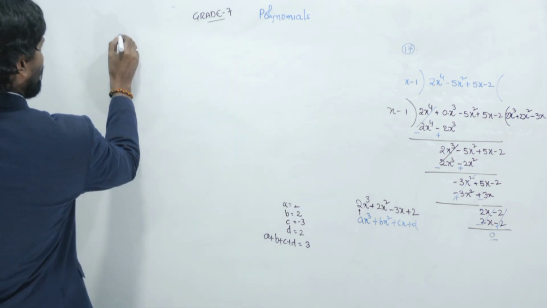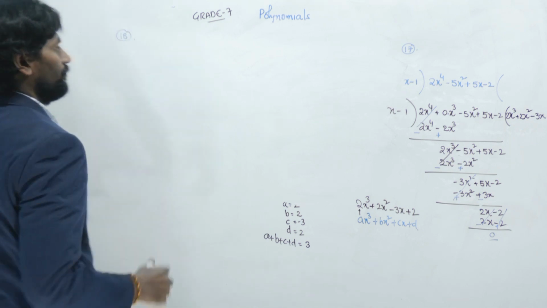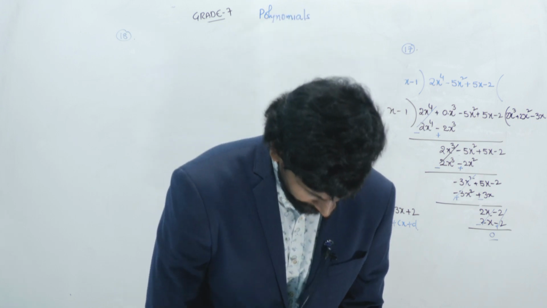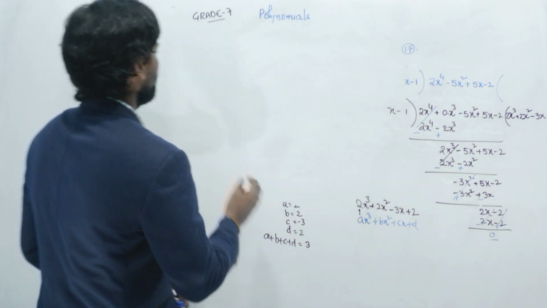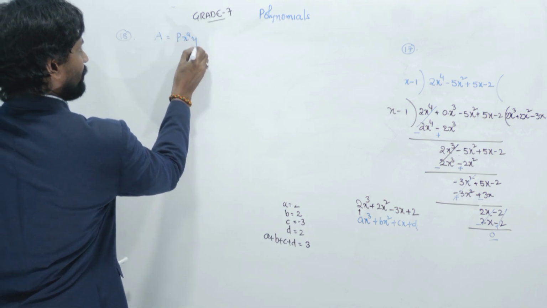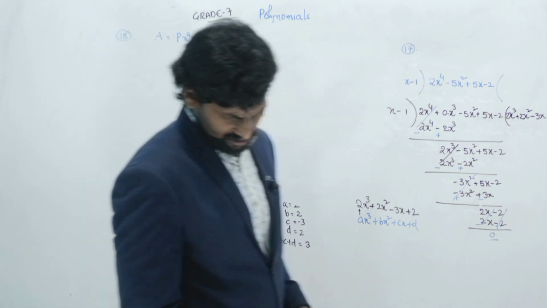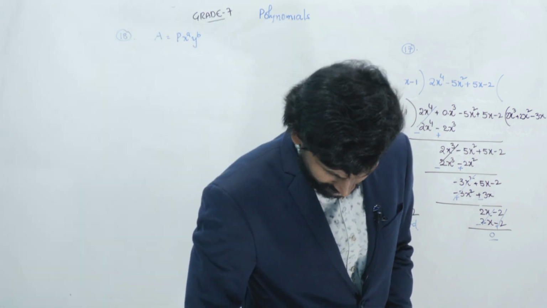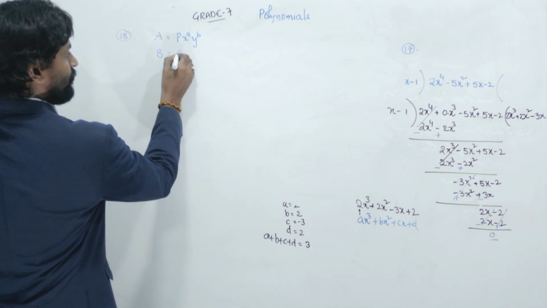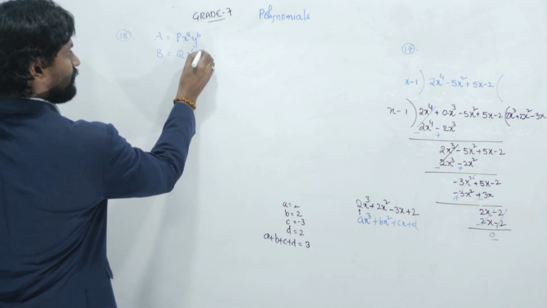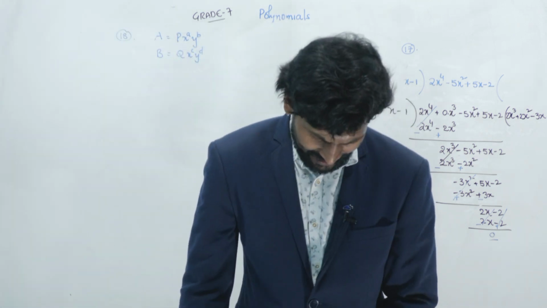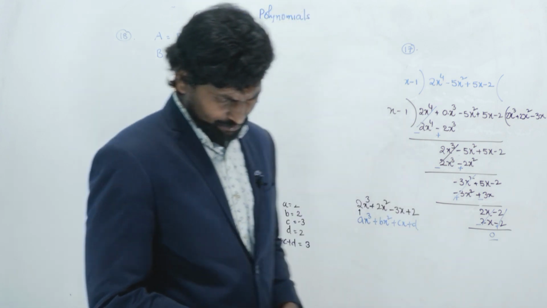Okay, 18th problem, children. If capital A is equal to P x power a y power b, and small b is equal to Q x power c y power d. So A and B will be like that. Am I right? Yeah, where a is equal to 2b, this is a very important condition.